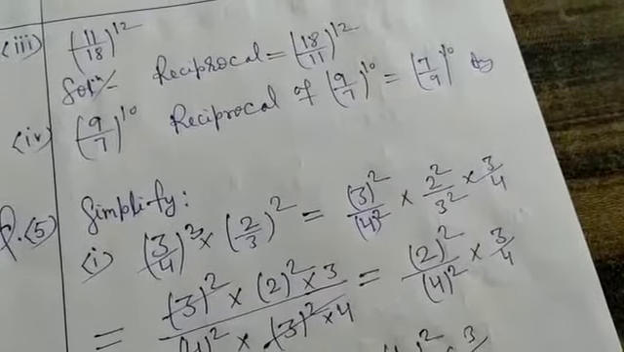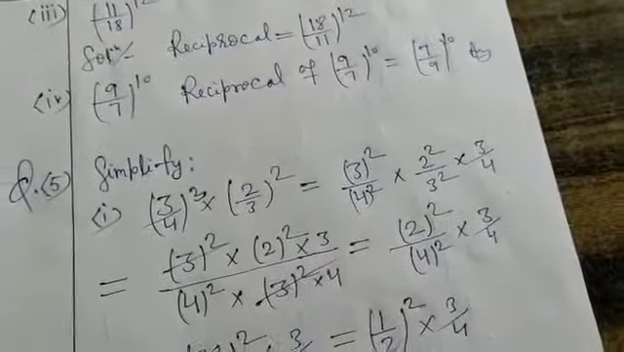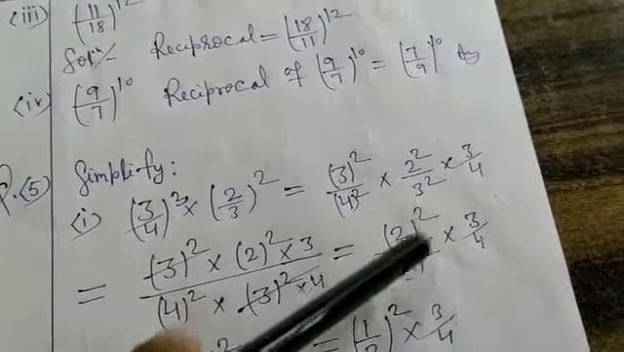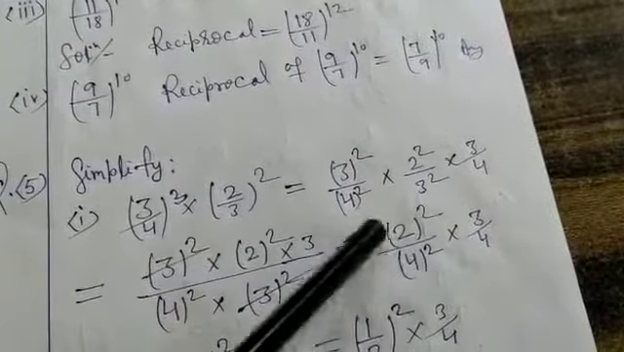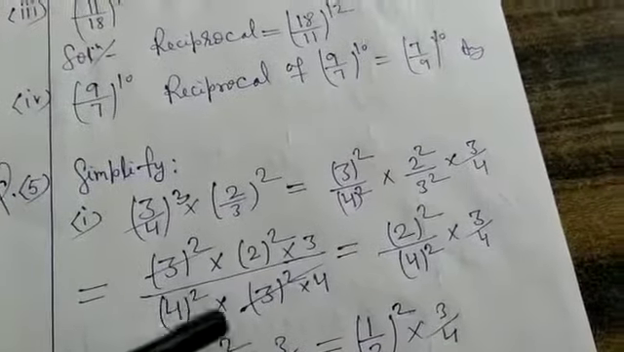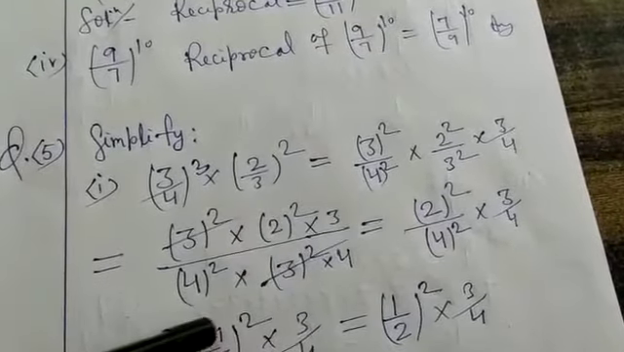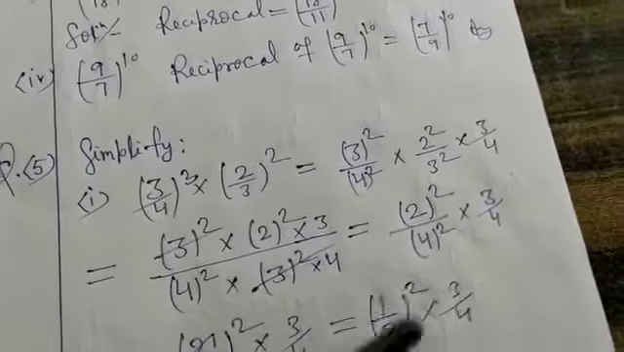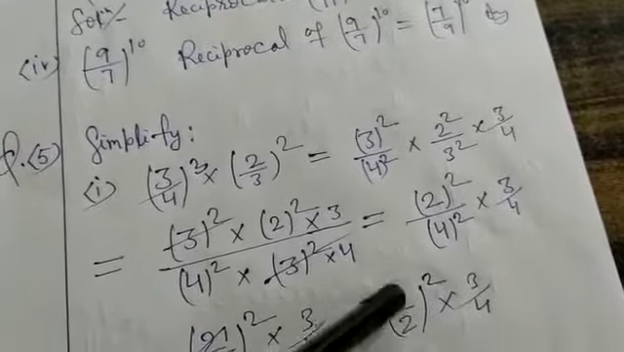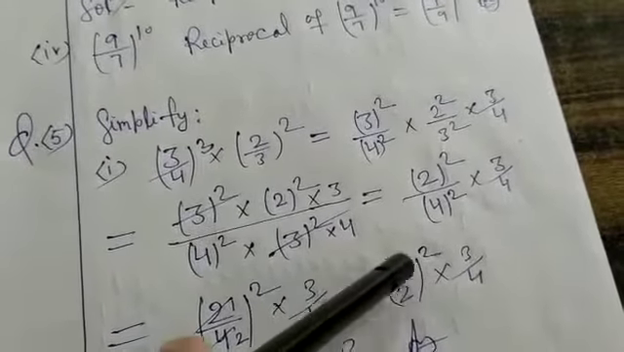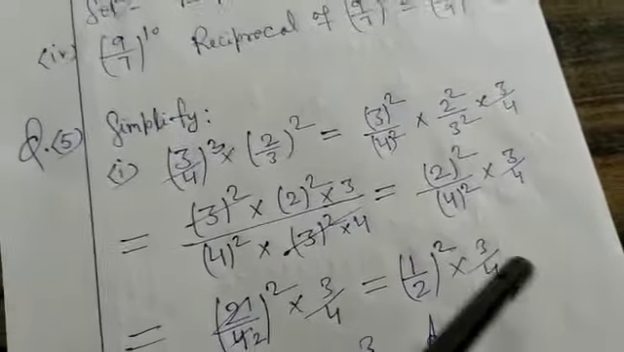So now for 2 square by 4 square we can write 2 by 4 whole square. And then this 4 can be cancelled with 2, 2 2s are 4, so 1 by 2 square into 3 by 4. And for 1 by 2 square you can write 1 by 4, because 2 2s are 4 and 1 1 is 1, so 1 by 4 and this 3 by 4.